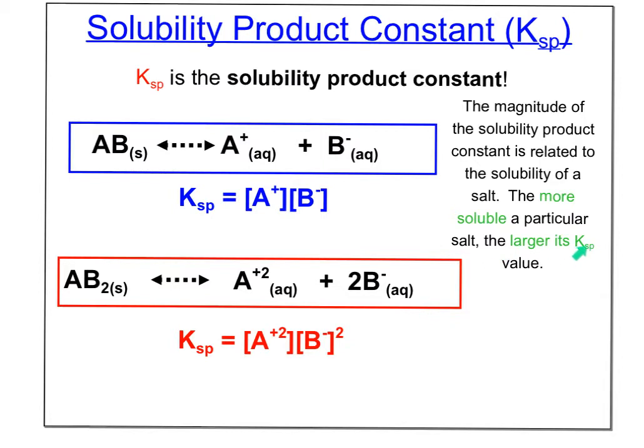The bigger the KSP, the more soluble something is. The smaller the KSP, the less soluble. And no sneaky solids, right? So normally we do products divided by reactants, but no sneaky solids. So this guy times this guy times this guy squared because of the 2.